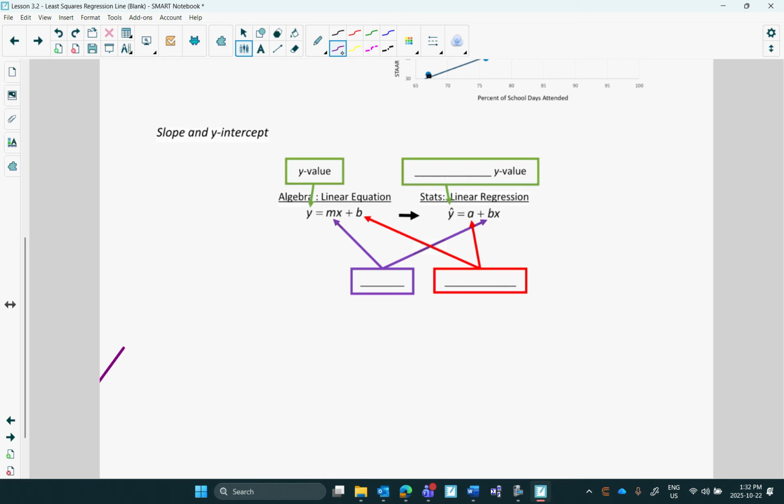So in regular algebra that you learned way back in grade 10, to find the equation of a line, x and y represent any point that's on the line, m represents slope, and b represents the y-intercept.